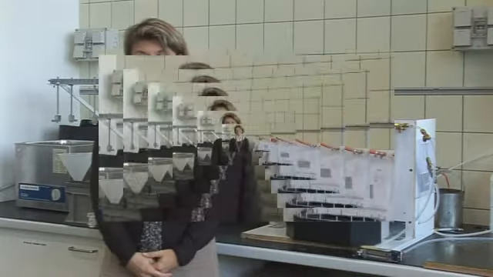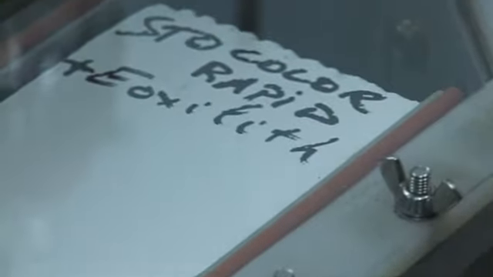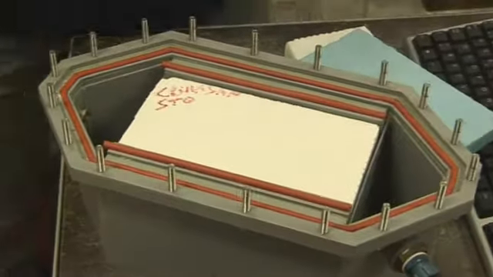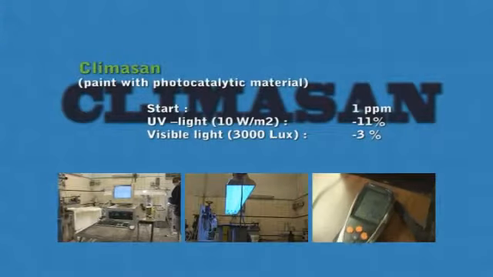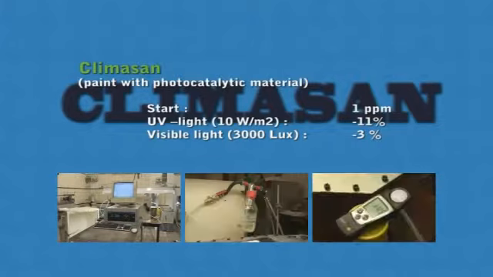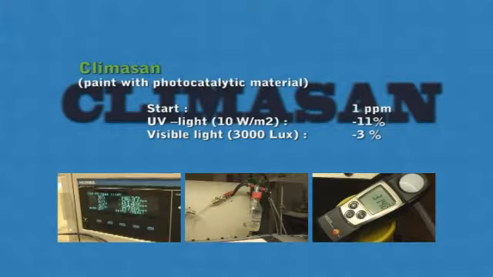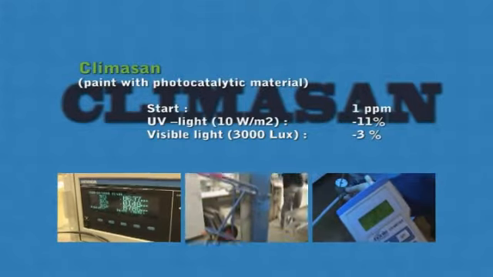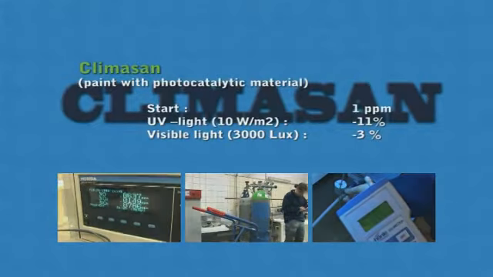A comparison between oxalate and a commercially available photocatalytic paint is made. So we tested the photocatalytic paint, which should be active even in visible light. We saw that there was a reduction in NO concentration of 2 to 5%. In the presence of UV light, this increases up till 10%.